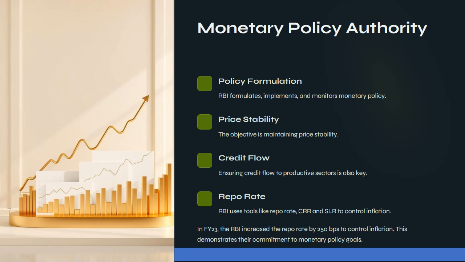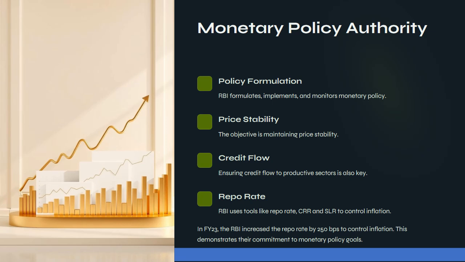The Reserve Bank of India is ultimate in formulating the rules and regulations, implementing them systematically, and monitoring them again and again, whether these monetary policies are being properly implemented and executed or not. The next one is maintaining price stability. This is a very important aspect of the RBI. The main objective of the RBI is maintaining price stability in the economy.